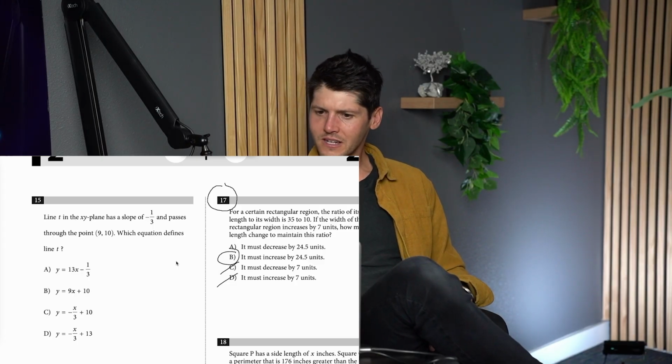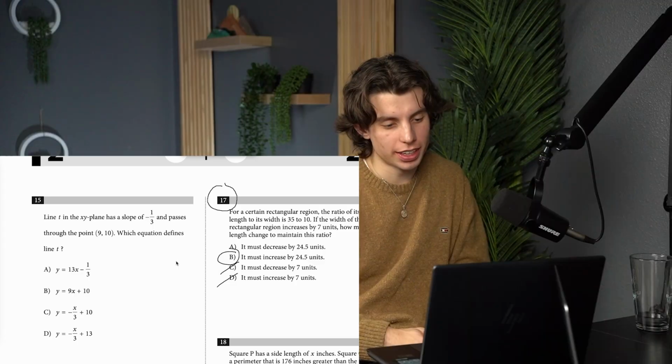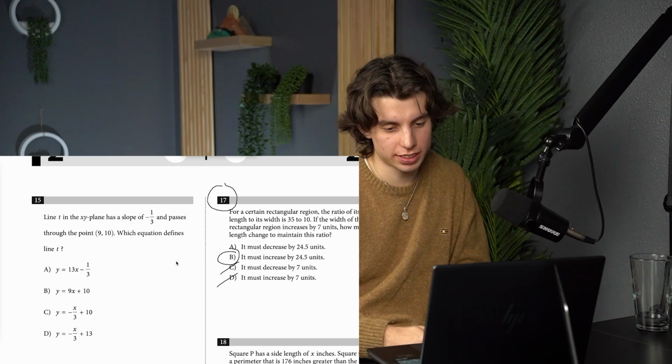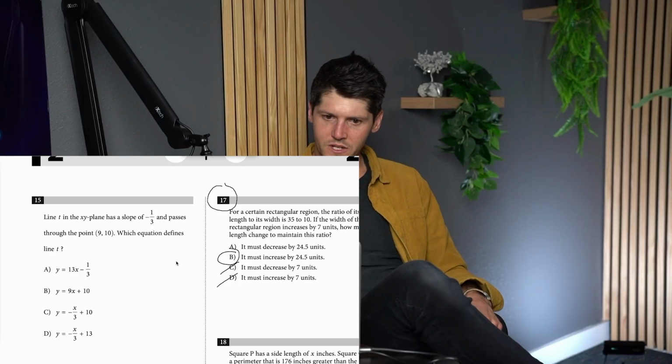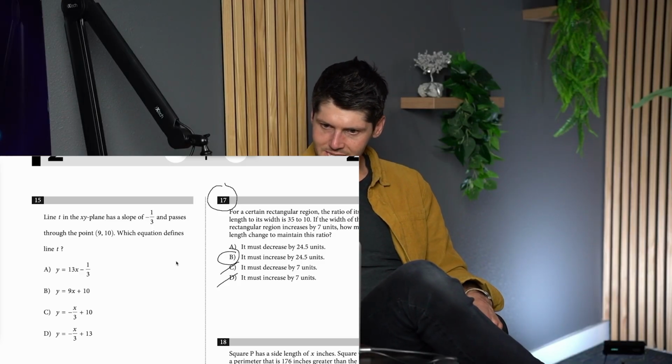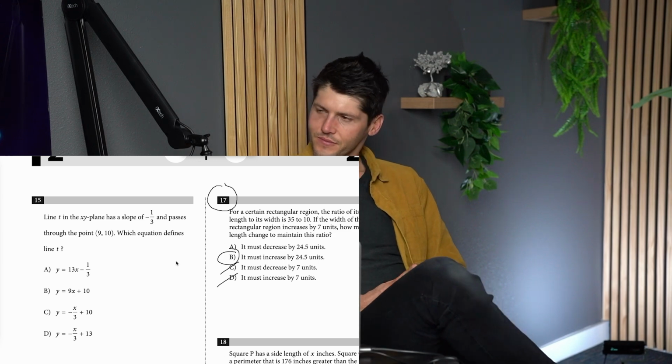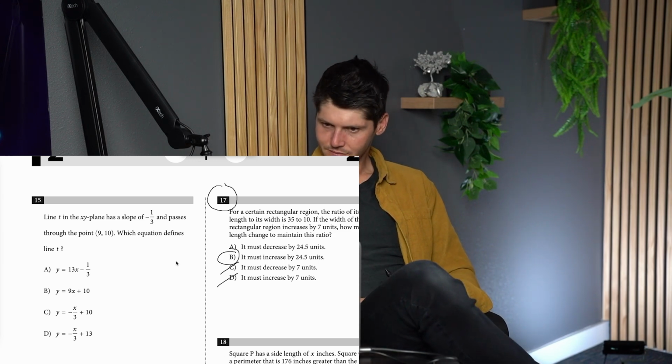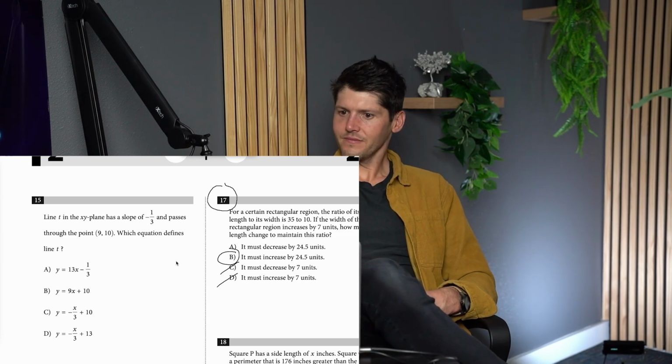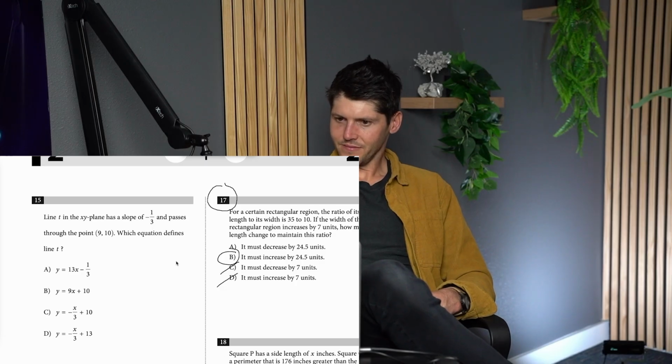So what was the next one you had in mind, Yohan? Number 17. All right, why don't you read this question for us? Sure. For a certain rectangular region, the ratio of its length to its width is 35 to 10. If the width of the rectangular region increases by 7 units, how must the length change to maintain this ratio?